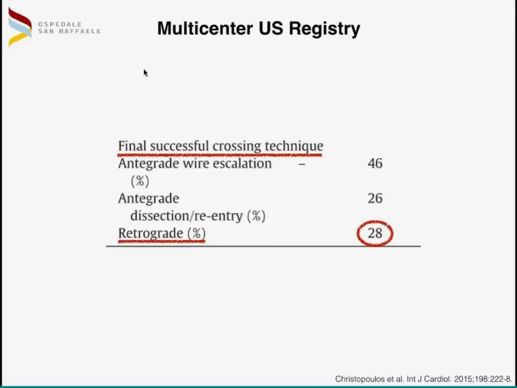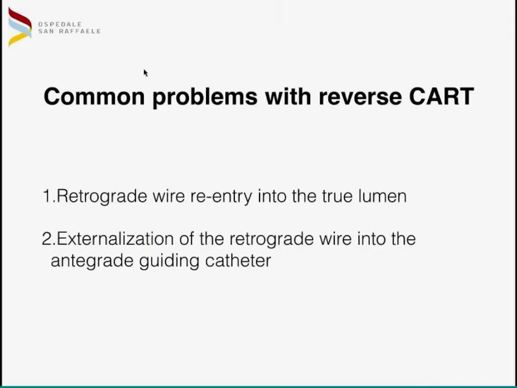However, even if reverse CART is used in almost half of all CTO PCIs in the United States of America, it still represents the final successful crossing strategy in just 28% of the cases. So why is the retrograde approach so appealing, but at the same time not as successful in real-world clinical practice? Today, we're going to discuss common problems encountered while performing reverse CART. There are basically two categories of issues: those related to wire re-entry into the true lumen and those related to wire externalization. We will deal with each category and each solution one by one.